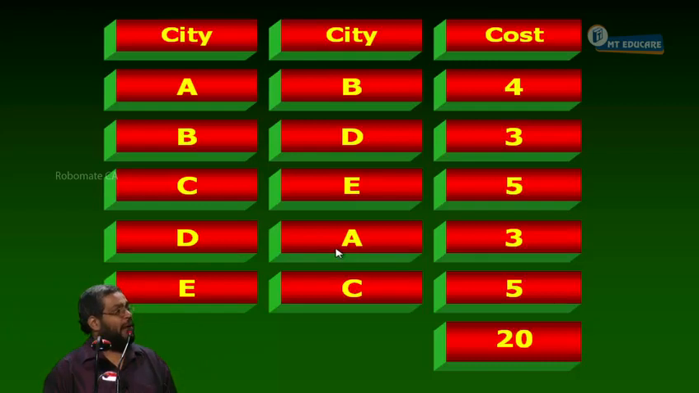That is a separate loop. C and E is formed. That is not my criteria. All cities should be covered, and I should come back to the same city. It is a condition for sequencing. Are you following? Yes, this is an assignment problem, but it does not satisfy the sequencing condition. Everybody following or not?